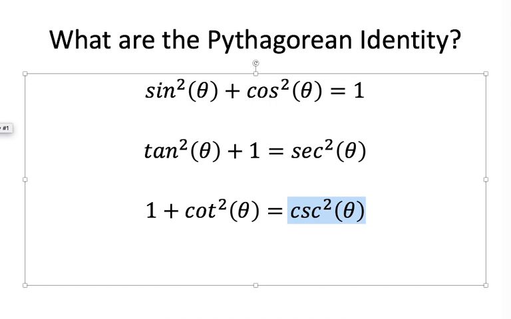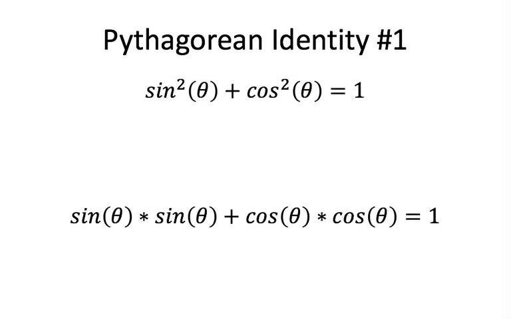So in this video, we're going to go over each of the identities and how to prove that they are actually true. So first, let's start off with this one right here. We'll call this the first Pythagorean identity.